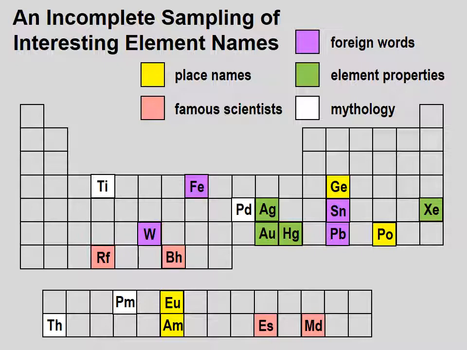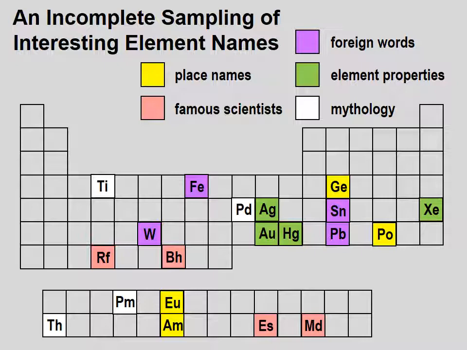So let's start with the place names, which I've colored in yellow. Down here at the bottom we have Eu, which is Europium, from Europe. Am is Americium, named after America. On the right, Ge, Germanium, named after Germany. And Po, which is polonium, named after Poland, the home country of Madame Curie.